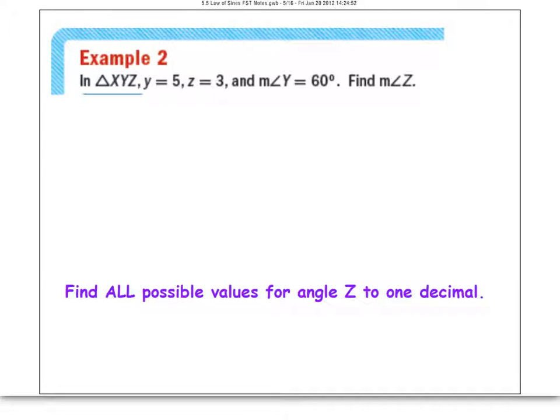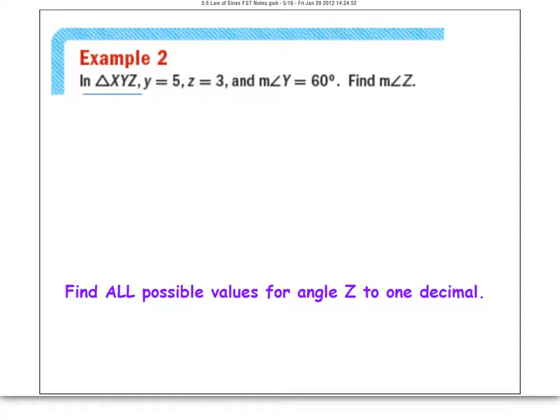Now, learning objective B is going to have us use the law of sines to solve for any missing angles. Let's start with this problem. So on this one, we're looking at triangle XYZ, such that we know the side length of y is 5, z is 3, and the angle of y is 60 degrees. We have to find angle z.